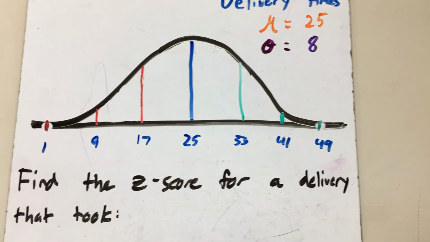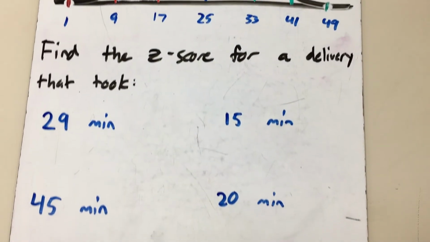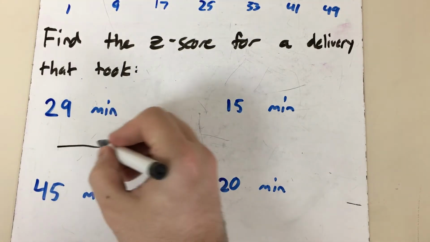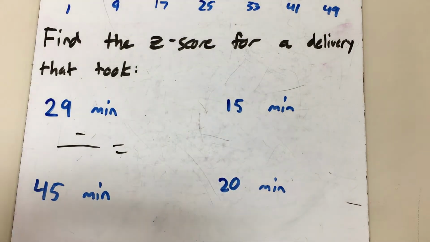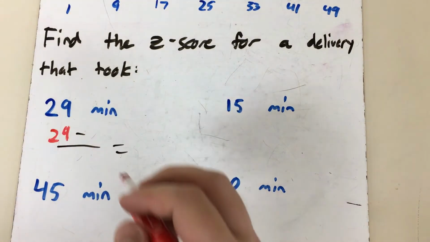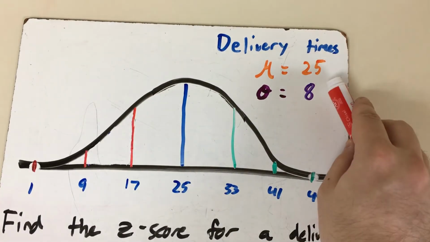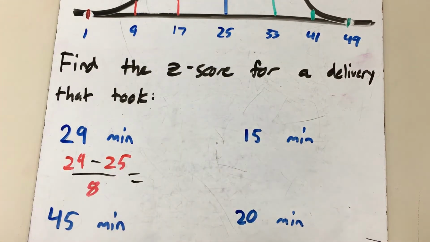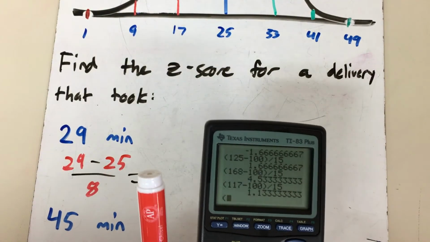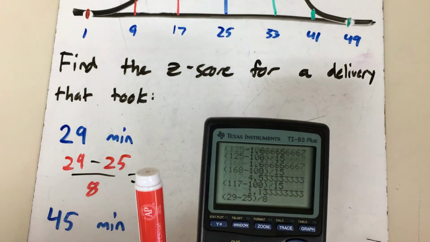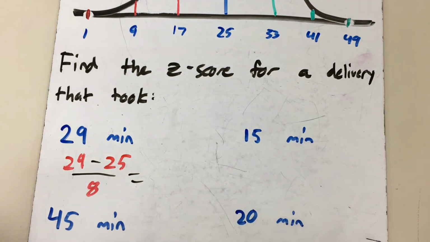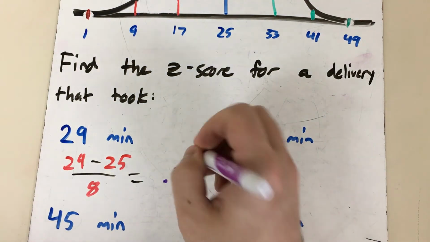I did also want to go back to pizza deliveries. And we're going to find the z-score for a few different delivery times. So to start with, here's 29 minutes. And I'll go ahead and make my problem frame. Our data point was 29 minutes. Our mean was 25, and our standard deviation was 8. So I'm going to fill those in the appropriate places. I'll go ahead and type this in my calculator. 29 minus 25 divided by 8 is 0.5. That is half a standard deviation above the mean. So that gives me a z-score of 0.5.